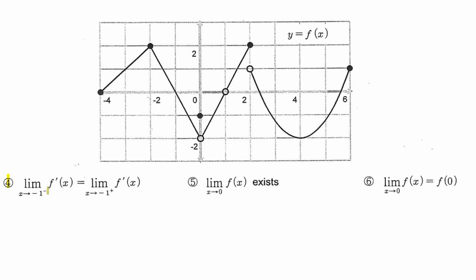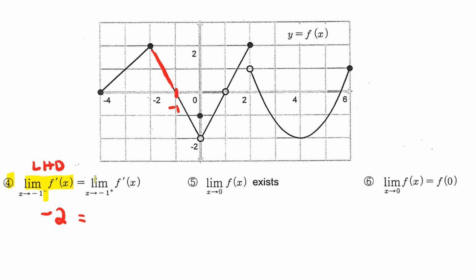For question number 4 here, there's this limit with that prime sign, and I'm approaching the left-hand side of -1. So here is -1 right there. So I want to know the left-hand derivative. All right, so that means what is the slope of this line that's on the left-hand side of -1? And the slope of that line is a rise of 2 and a run of 1. So that slope is going to be -2.